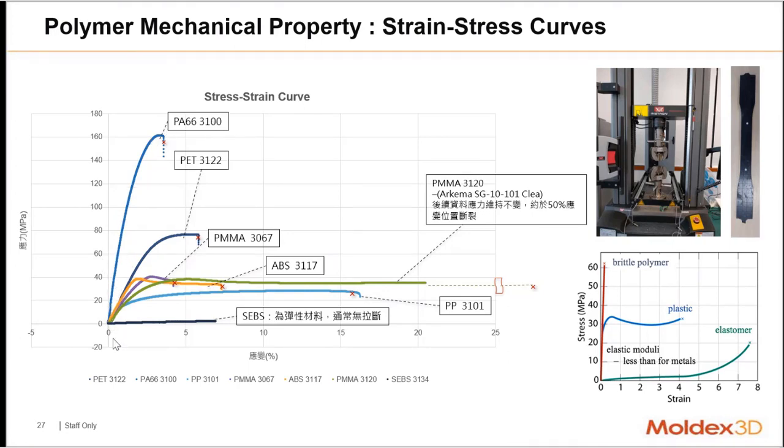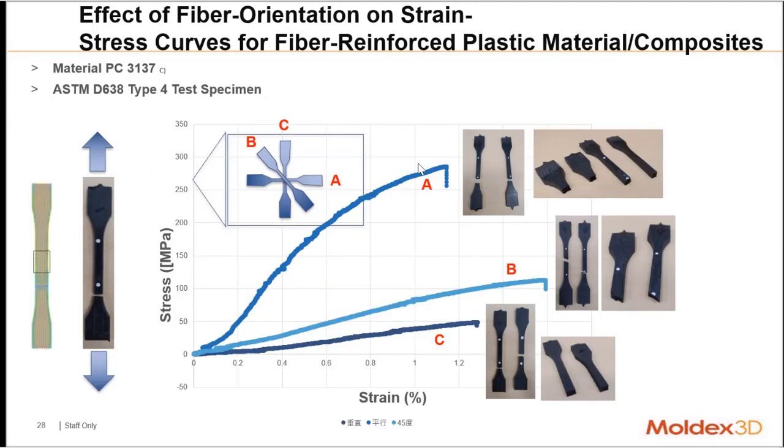However, this kind of curve is very important for the design of the parts. So I think this kind of measurement will get more and more important in the future. And for the fiber reinforced plastic material or the composite, we also can check the influence of the fiber orientations on this kind of curve. This is the experimental data conducted by ourselves.